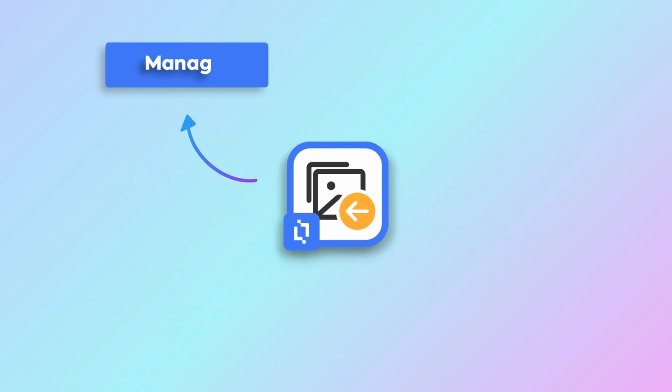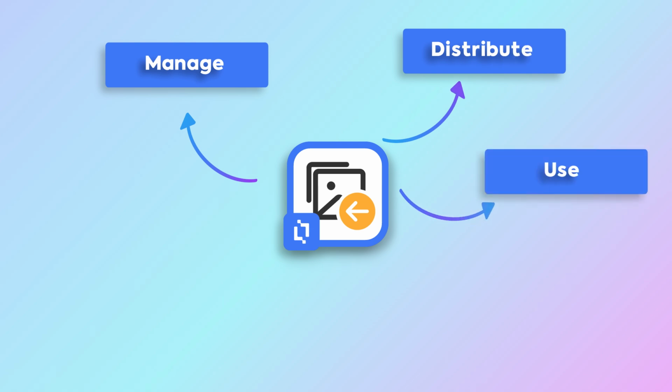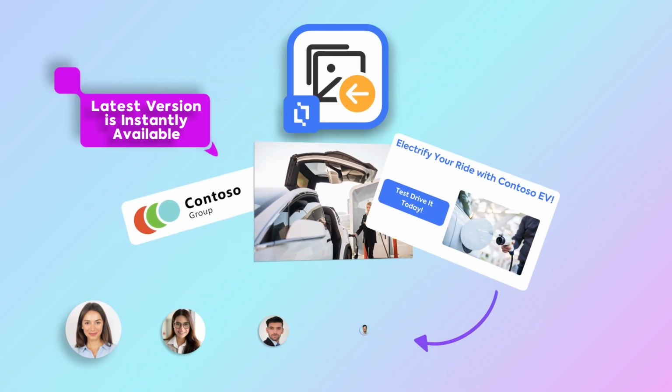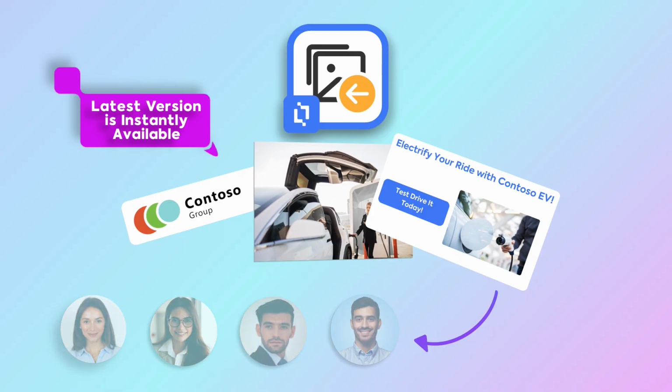That's why we developed the Office at Work image chooser, allowing you to manage, distribute, and use images across all applications from a single, centralized location. With the image chooser, the latest version of every image is instantly available throughout your organization.